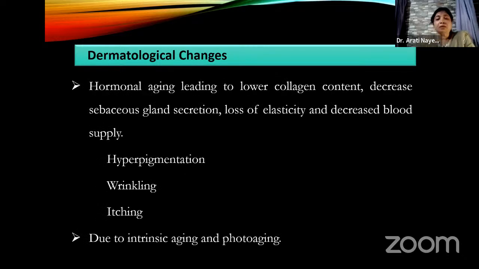What are the dermatological changes that occur during menopause? Because of low estrogen, there will be low collagen content, decreased sebaceous gland secretion, and loss of elasticity that causes hyperpigmentation of skin, wrinkling, and itching.